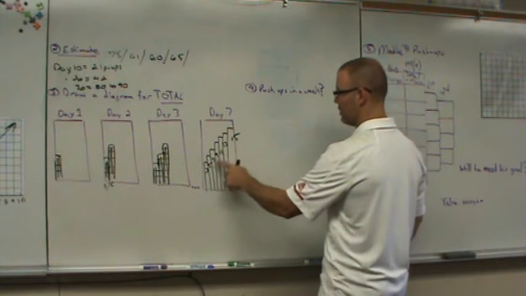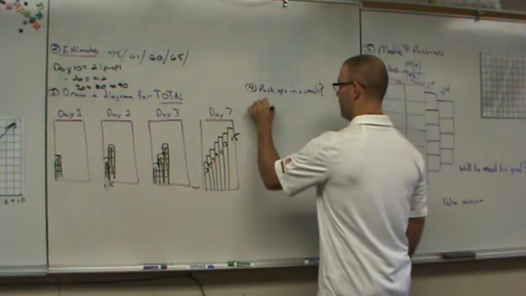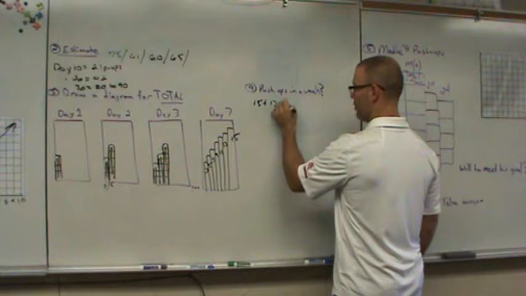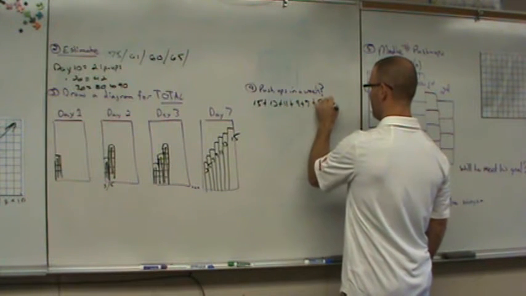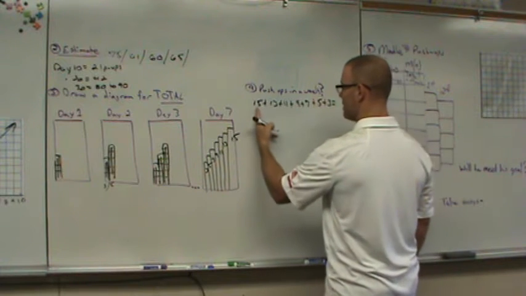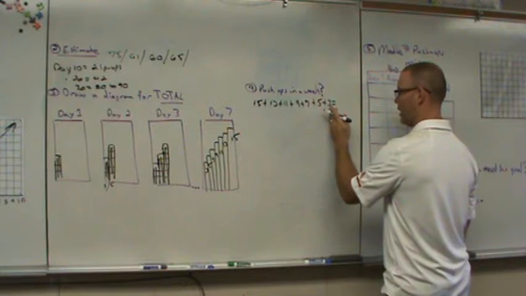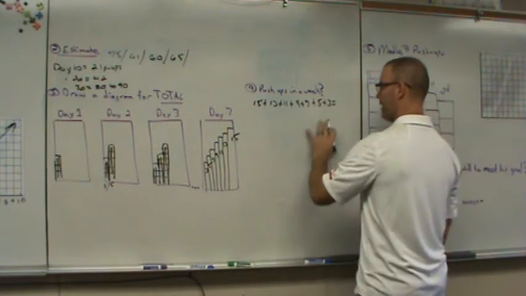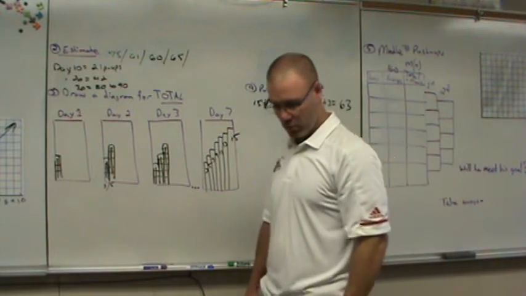So what do you think I have to do with these numbers to find out the total he did for the week? 15 plus 13 plus 11 plus 9 plus 7 plus 5 plus 3. I've got to add all those up. Remember, this is day 7, day 6, day 5, day 4, day 3, day 2, day 1. How many did he do total? If we count all this up, he did 63 total for the week.